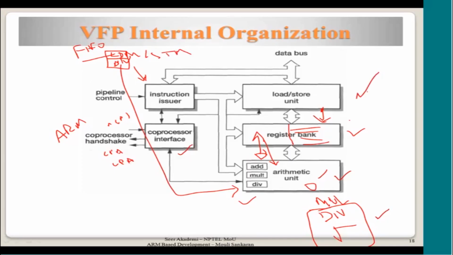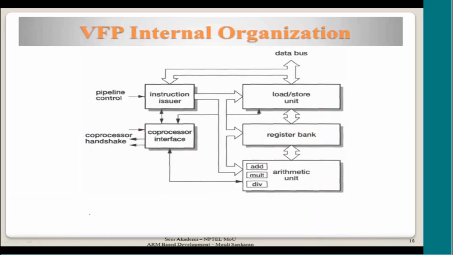So parallelism is possible because of the number of registers supported in the system and the way it is organized. As it is shown, the register bank has more read and write ports, and because the number of registers is larger, one set of registers can be getting loaded from the memory while the other set of registers is operated upon by the arithmetic unit. So they all can happen in parallel.